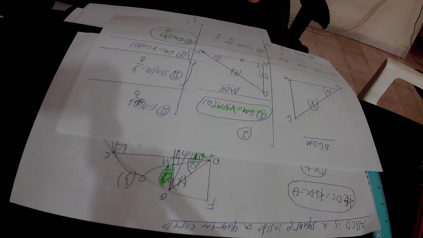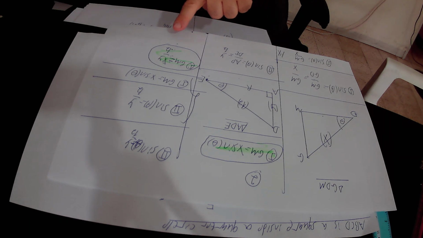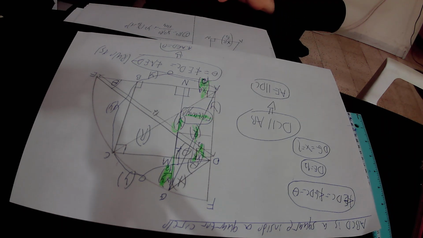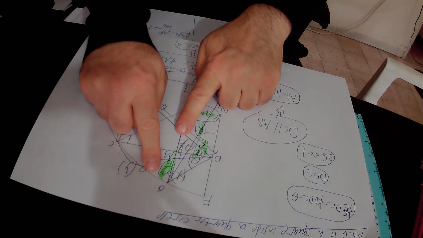According to equation 1, we have already found that GM equals X times sine theta. Now we can substitute sine theta in equation 1 by Y over 12 from equation 2. GM equals X times sine theta, and sine theta is Y over 12, and therefore GM equals XY over 12. So this is side GM, and it equals XY over 12.